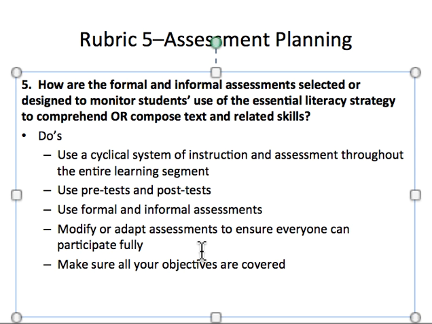Make sure that you also modify or adapt assessments so that everyone can participate. If somebody has some kind of physical disability, some kind of reading disability, some kind of behavioral disability, or whatever, make sure that you modify things so everyone's able to demonstrate what they're able to do. And then last but not least, make sure that everything's in alignment. That if you say that these are my objectives, make sure you have assessment items covering those objectives, and you should be fine.